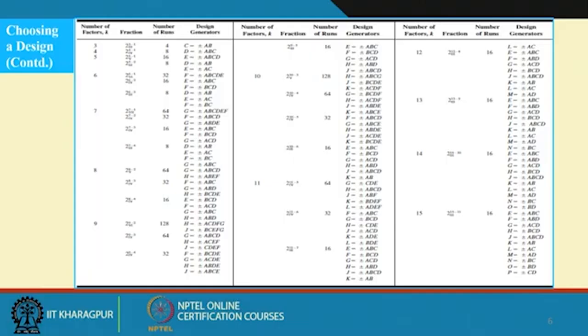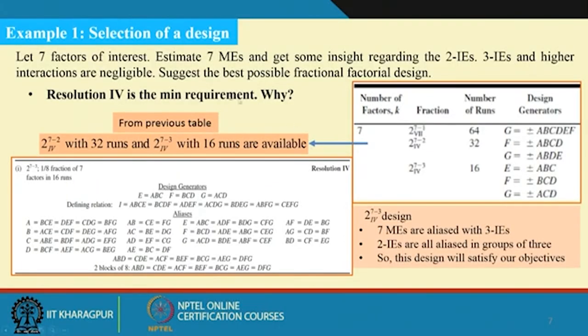Now, how to use this table? I will give you one example. Suppose you have 7 factors of interest, and you are interested in estimating the 7 main effects and getting some idea about the second order interaction effects. Third order and higher order interaction effects are negligible. Say you have process knowledge that for this process the third and higher order interactions for the controllable factors of interest are negligible. Then what will be the best fractional factorial design? We are saying that resolution 4 will be the minimum requirement.